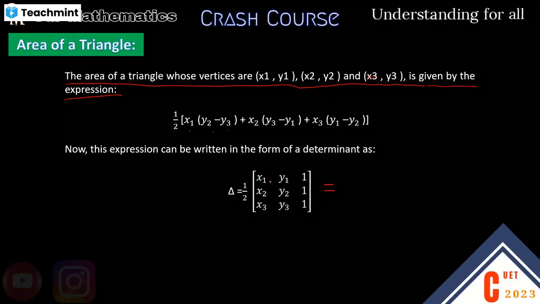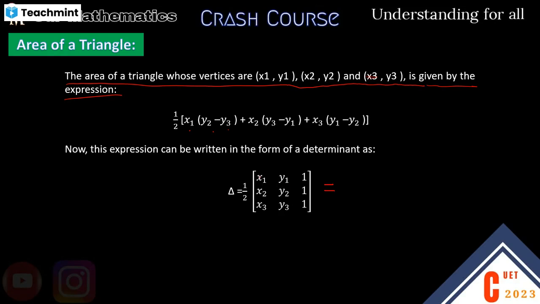For example, if we expand this along the first column, what do we get? Half of x1 into y2 minus y3. We are expanding along the first column, so half stays outside, x1 comes as the first element, then we consider this matrix and its determinant will be y2 minus y3. Then minus comes, because the first column, second row gives 2 plus 1 is 3, minus 1 whole to the power 3 is minus 1, and x2 comes. Then cancelling the a, we get y1 minus y3.